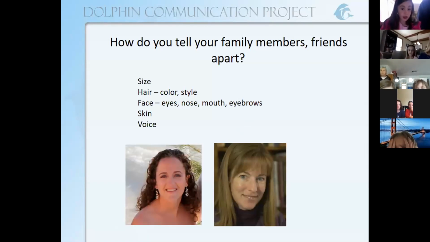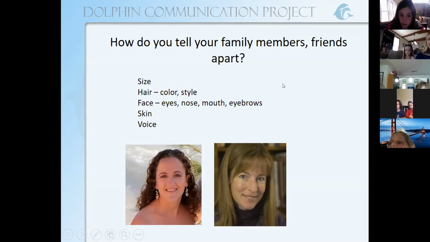Kathleen and I, those are our lovely photos there. We have a lot of similarities. We're around the same height. We're both female. We both have light eyes and brown hair, but my hair is darker and curlier. And Dr. Kathleen has bangs and I don't. Even though we both have light skin, it's a slightly different color and we have different freckles. Our eyebrows are different, our noses, our mouths, and all of these little differences can help other humans tell us apart.